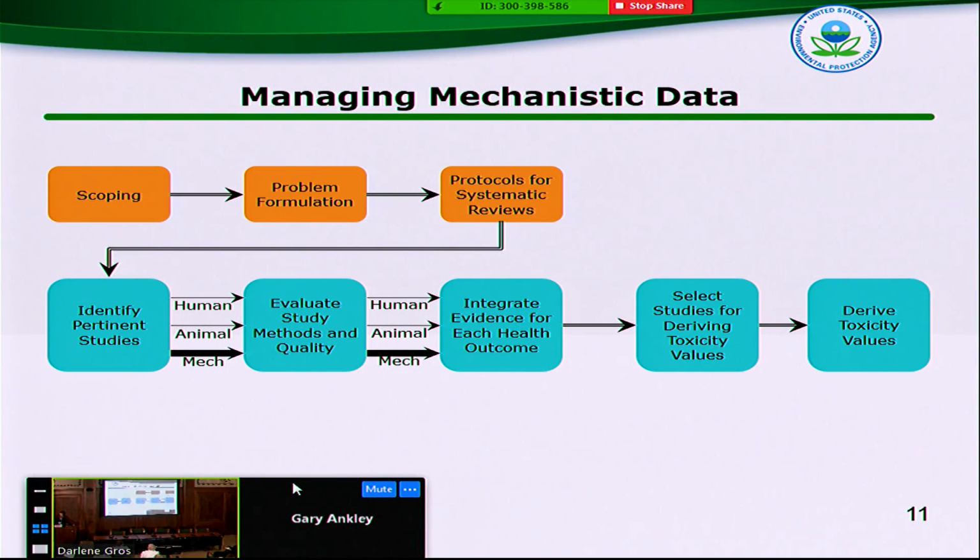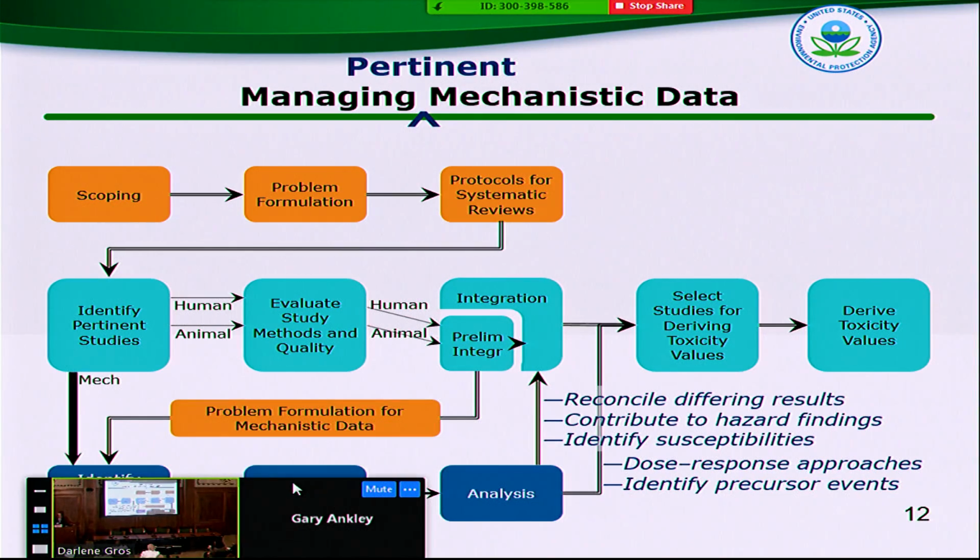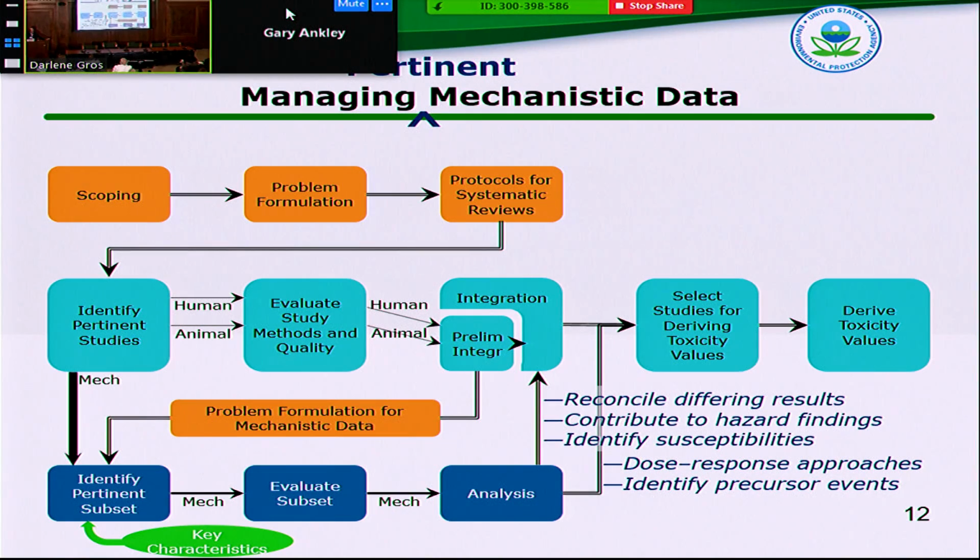So here's our process of doing an assessment. We have scoping, problem formulation, protocols, then 5 steps that the Academy identified for IRIS assessments. And then in the later report evaluating IRIS, they had arrows going for human and animal and mechanistic data streams. Now, I made the mechanistic data stream much wider because there's a lot of studies there. And that could really get us bogged down. So what we're using the key characteristics to do is to take that mechanistic data stream and defer the analysis of that until we know what we really want to do.